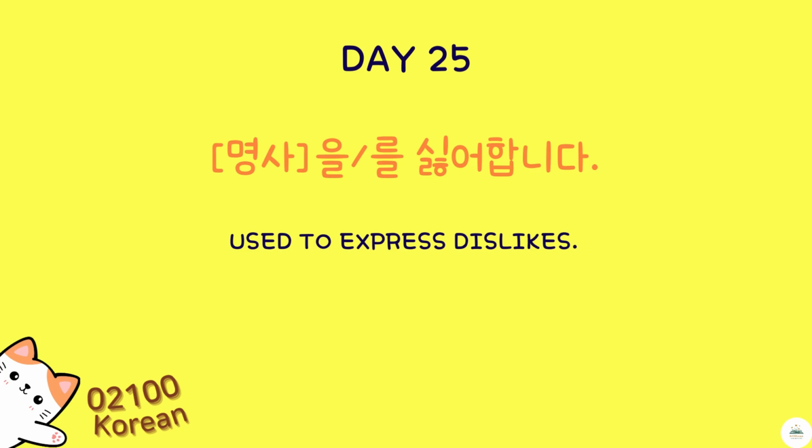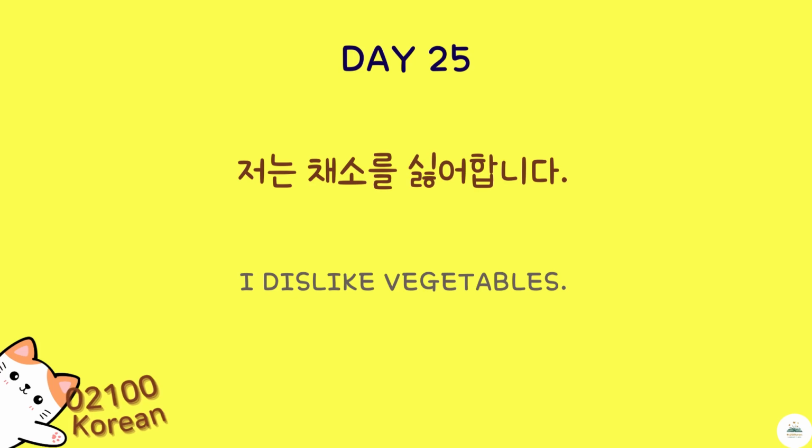책을 싫어합니다. And if it doesn't have any final consonant, add 를. 저는 그 친구, that friend, 그 친구를 싫어합니다. 저는 채소를 싫어합니다. 저는 채소, there's no final consonant. 채소를 싫어합니다. 저는 채소를 싫어합니다.